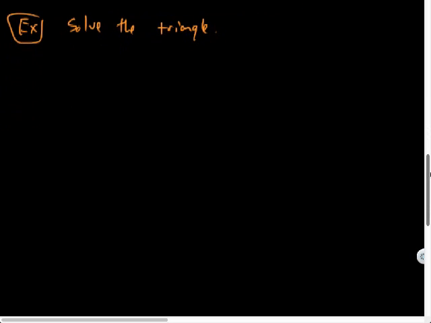Okay? And hopefully it's a situation that uses law of cosines, because that would be helpful to us. So suppose my triangle looks like this. It's going to be an obtuse triangle. Good enough.